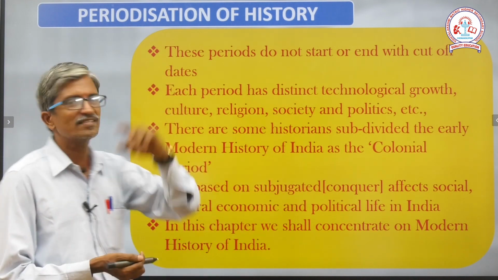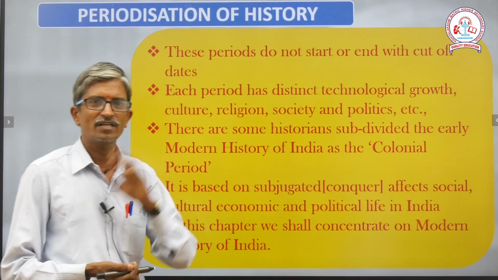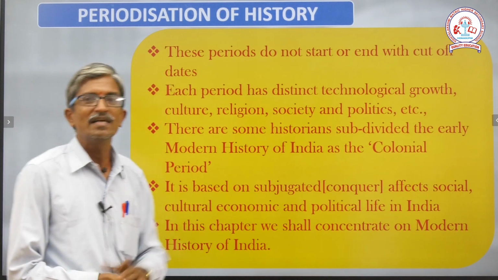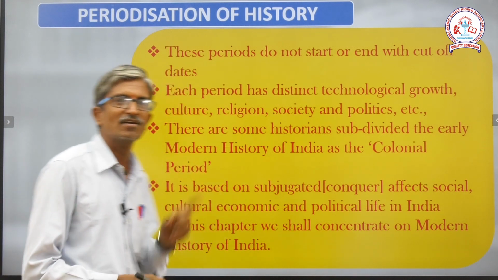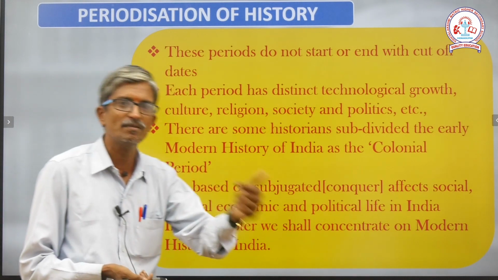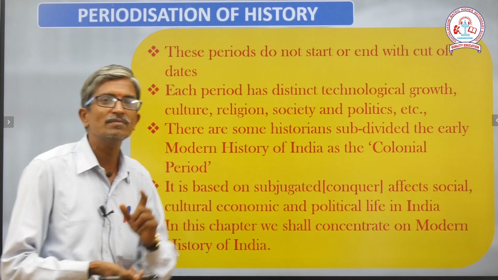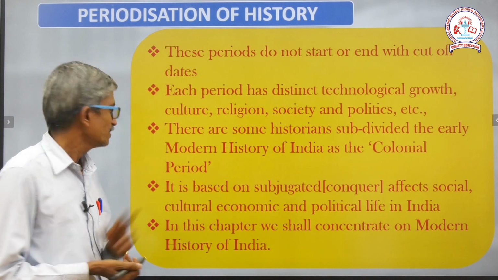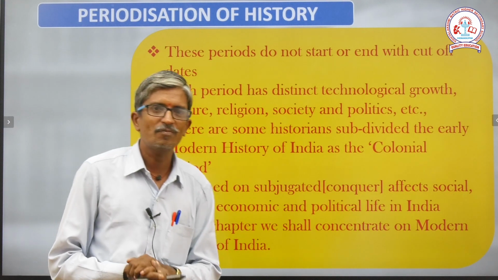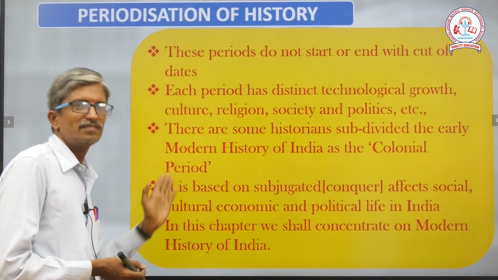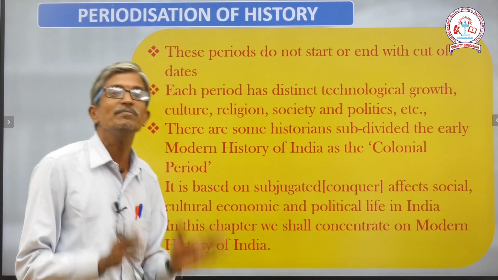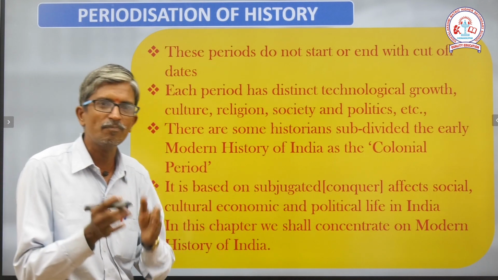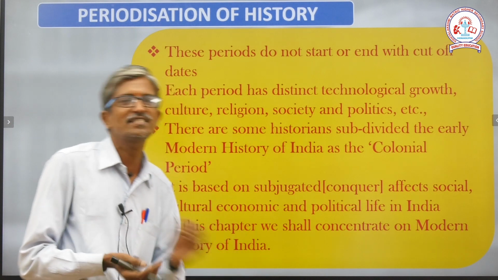Next, there are some historians who subdivided the early modern history of India as the colonial period, because we were under British rule. So it was termed the colonial period. They used some techniques to occupy India, so it is named the colonial period. It is based on subjugation, which means conquest. They applied some techniques and used some measures.